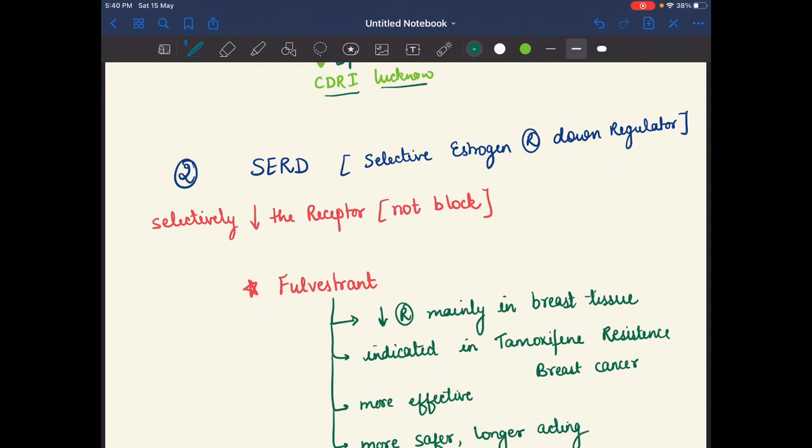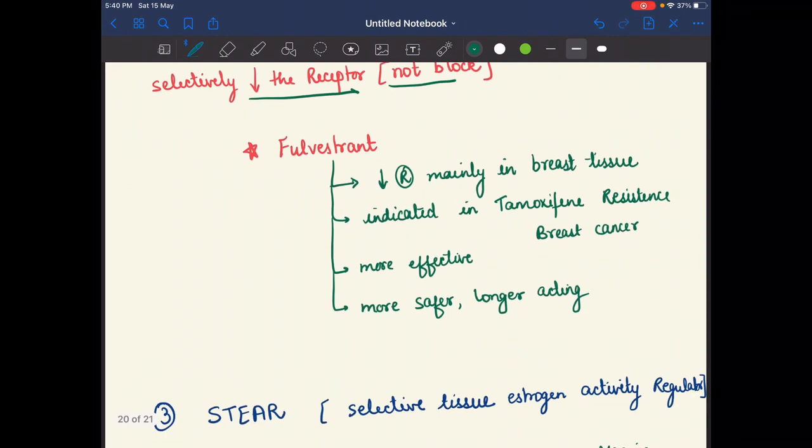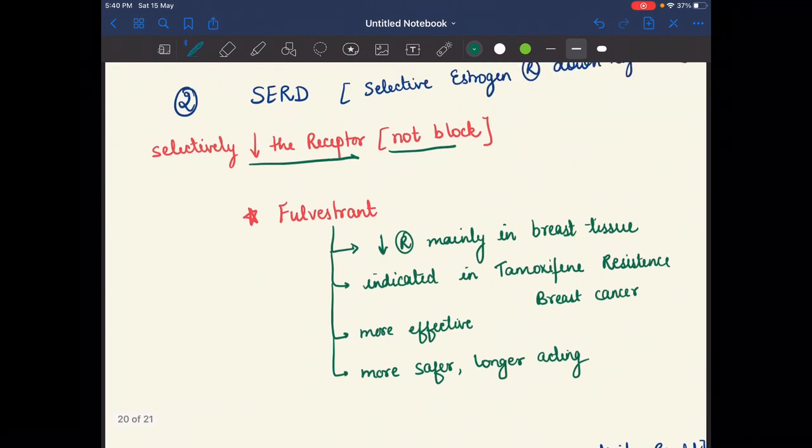Now we are going to learn about the selective estrogen receptor down regulator. It does not block the receptors, it basically decreases the receptors. So in this, the drug is fulvestrant. It decreases the receptors in breast tissue. So it is indicated in tamoxifen resistance breast cancer.